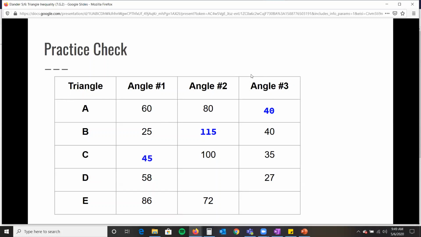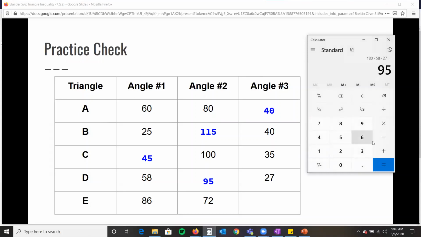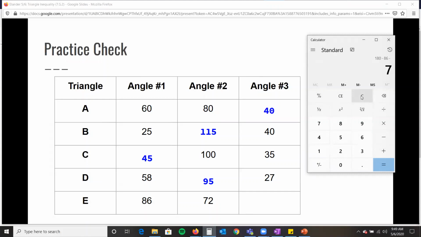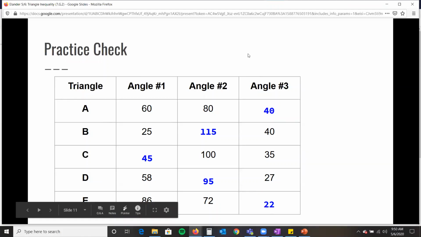45 plus 100 plus 35 is 180. Here, I could do the same method: 180 minus 58 minus 27 should be 95. And do it one last time at the bottom: 180 minus 80, minus 86, minus 72 equals 22. So that should be 22. And there it is. Make sure you got these same numbers: 40, 115, 45, 95, and 22.